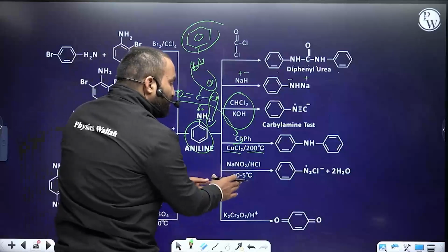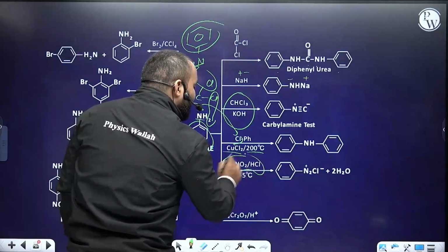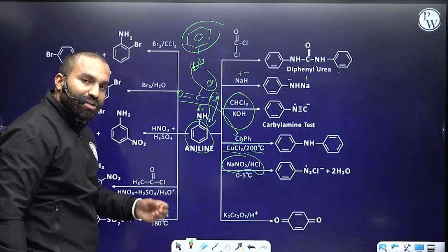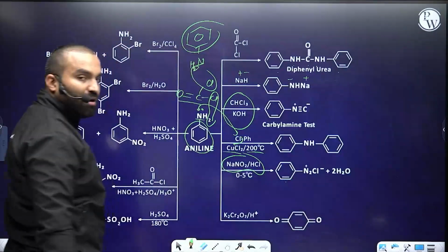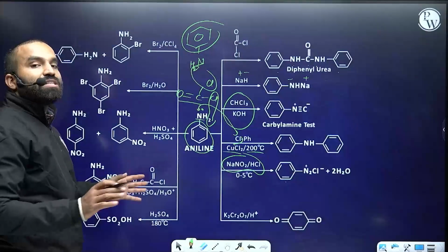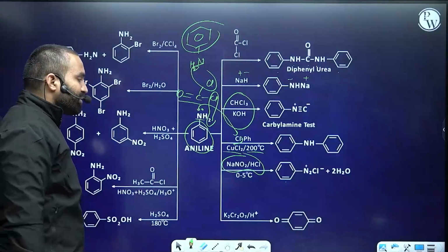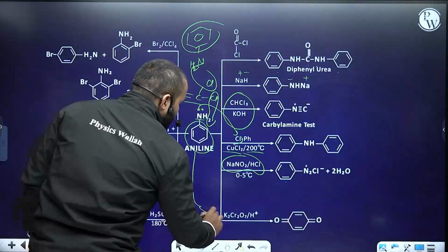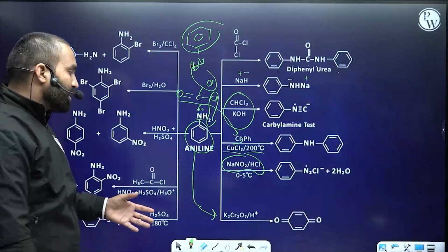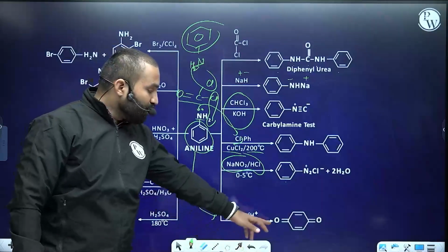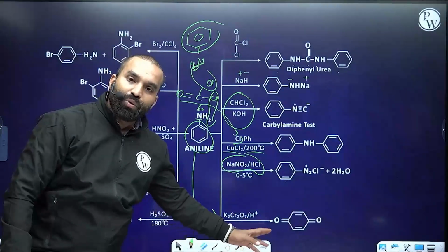Now NaNO2 and HCl combination is the diazotization reaction condition. The compound obtained is benzene diazonium chloride salt. We will be doing various reactions of it. This was asked in your JEE examination once. If you treat aniline with a very highly oxidizing agent, a strong oxidizing agent, what happens? You form a paraquinone compound.